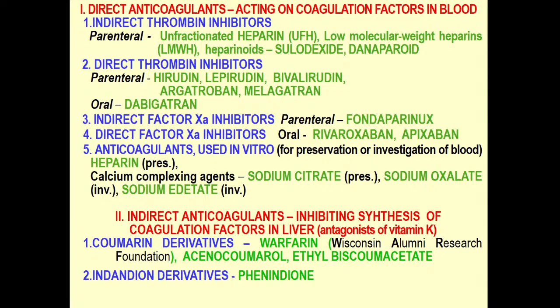The basic function of vitamin K, menadione, phylloquinone, is synthesis in the liver of protein factors that participate in blood coagulation. So these agents, indirect anticoagulants, are antagonists of vitamin K. Among indirect anticoagulants, we distinguish chemical subgroups, coumarin derivatives and indandione derivatives. More often we use coumarin derivatives.